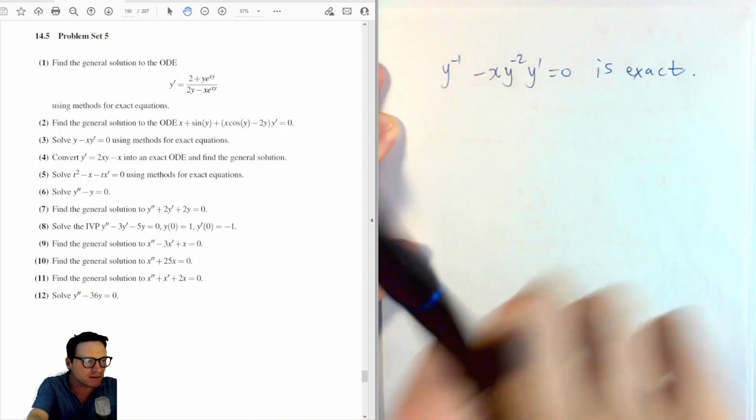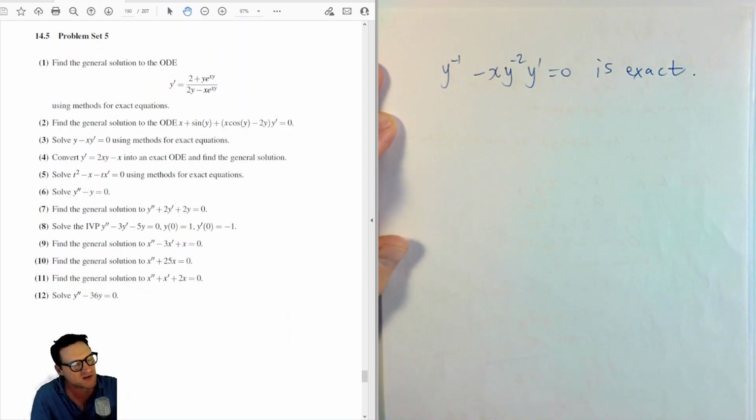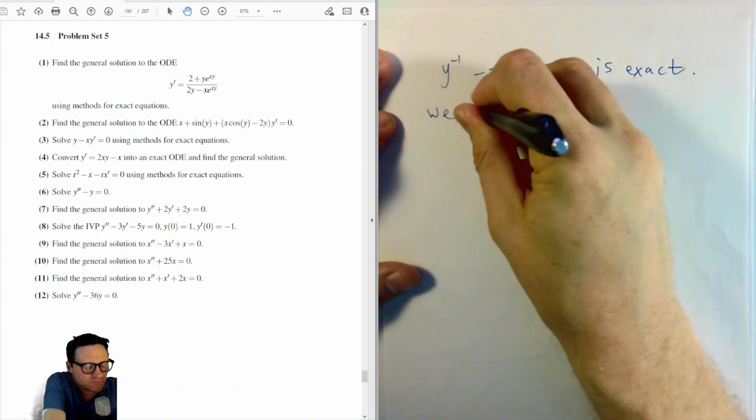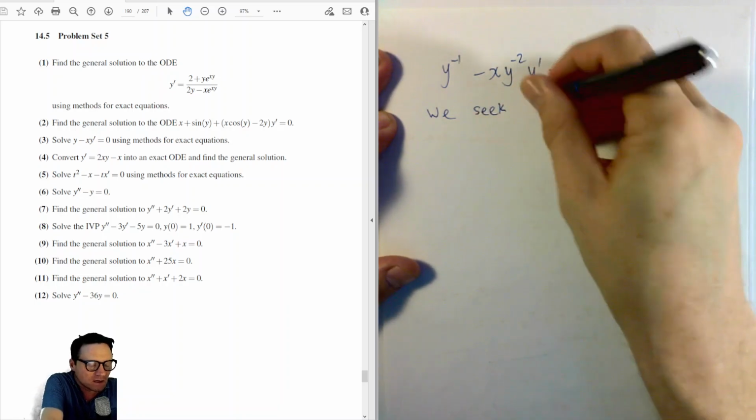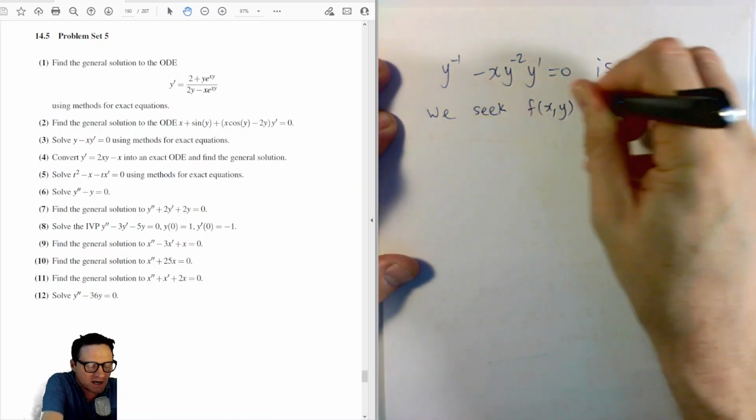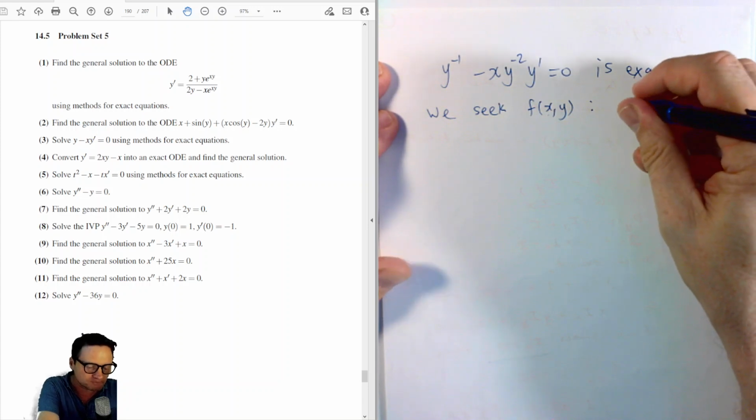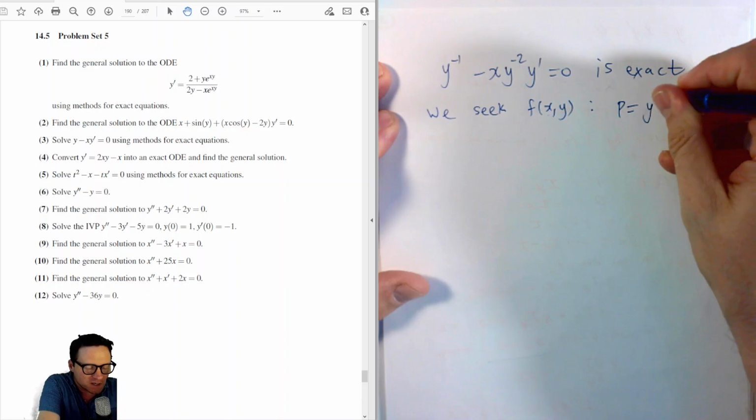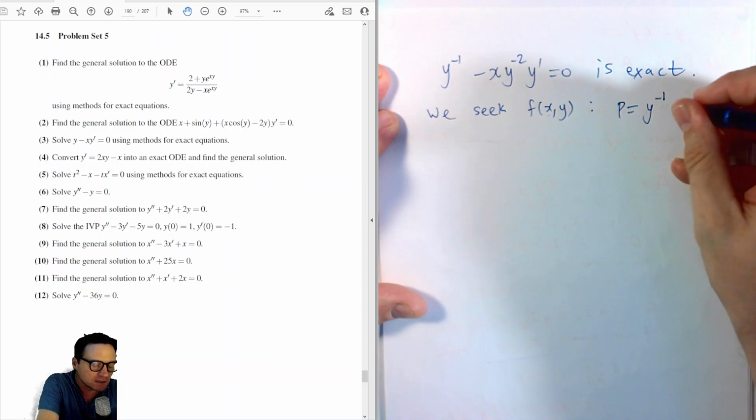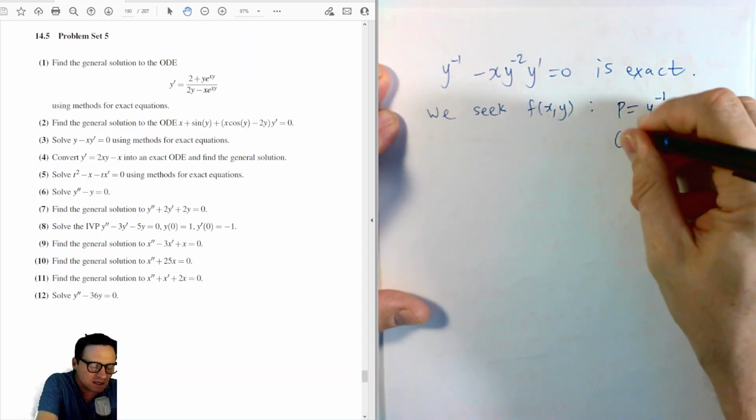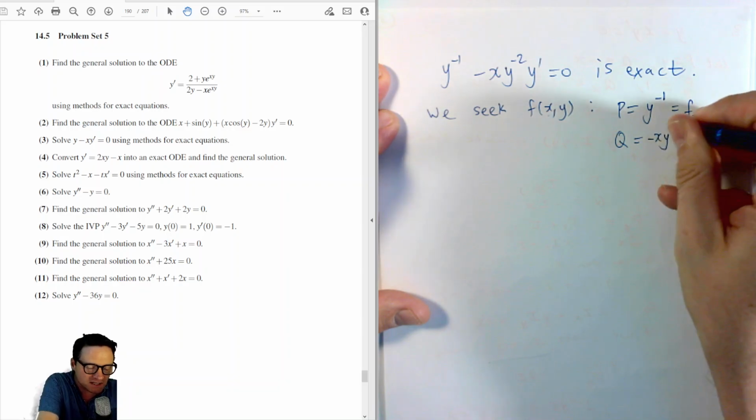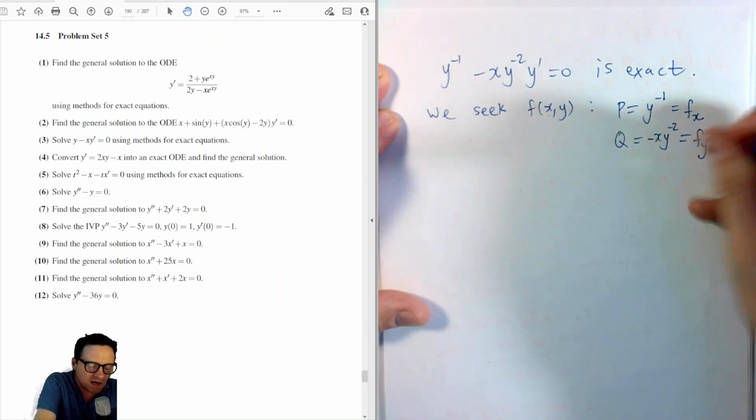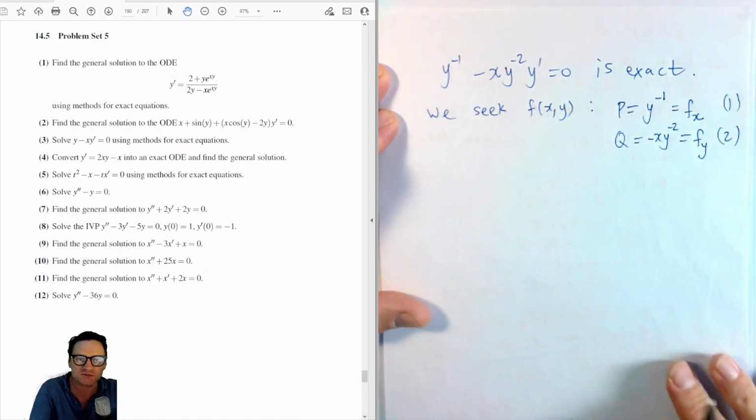So we have forced that equation in number 3 to become exact by multiplying by a function that made it exact. All right, so now that we know that this is exact, we seek a function f of x and y such that p, which in this case is y to the minus 1, is f subscript x, and q, which is minus x y to the minus 2, is f subscript y. So let's label this equation 1 and equation 2.